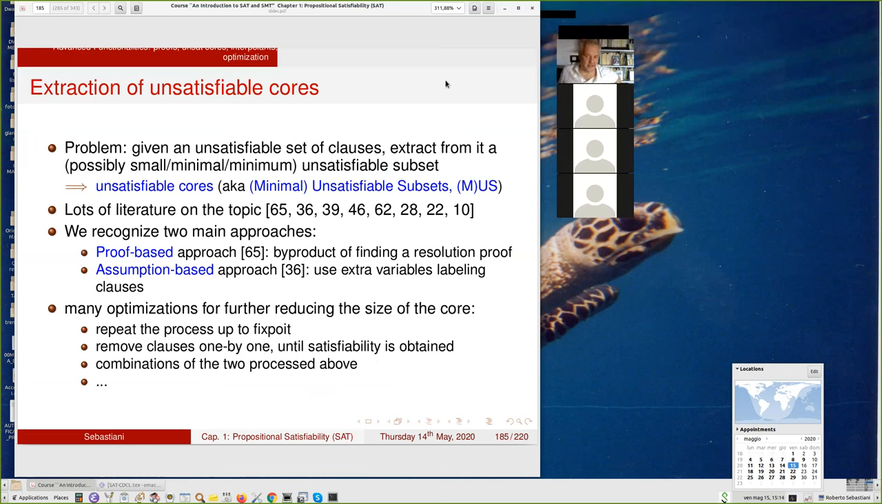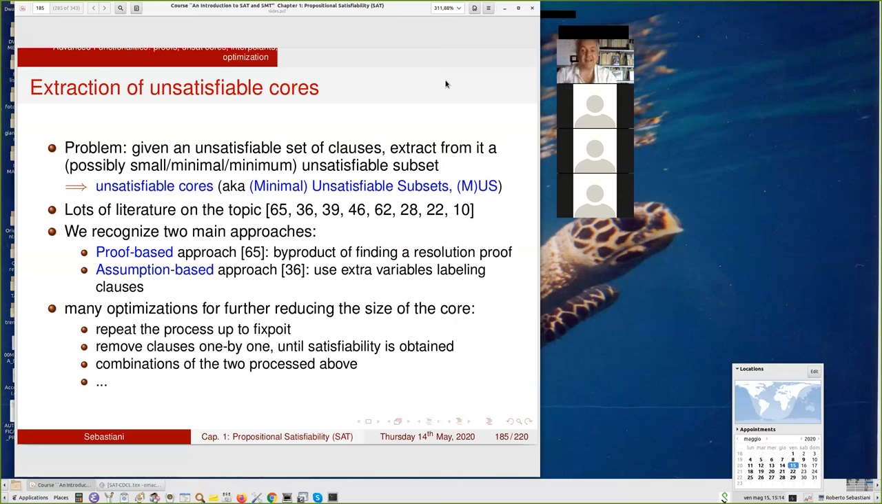Why is this interesting? Well, first of all, proofs are important per se, but also resolution proofs are the very basic component of two other important objects that you want to derive. The first one is unsat cores. And the second one, we'll see in a few minutes, is interpolants.